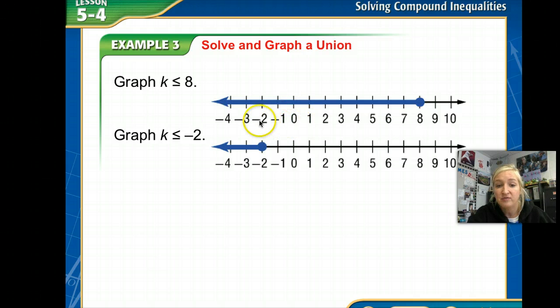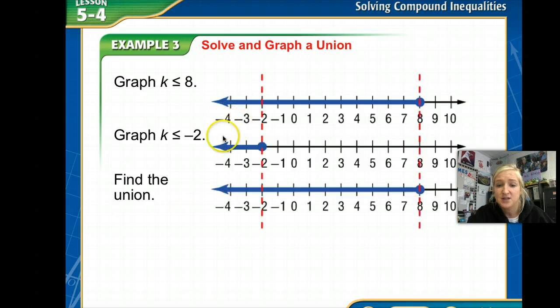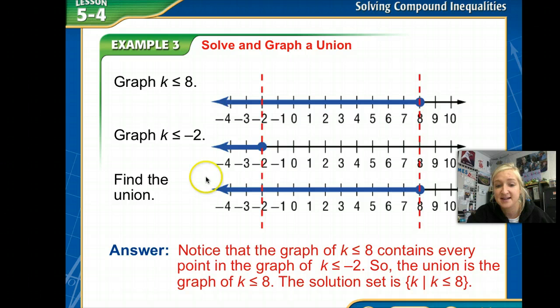Notice how from negative 2 on, they're all covered. So the union is really between those two. So our answer contains every point on the graph starting from 8 downwards. So the answer, or the solution set, is k is less than or equal to 8.